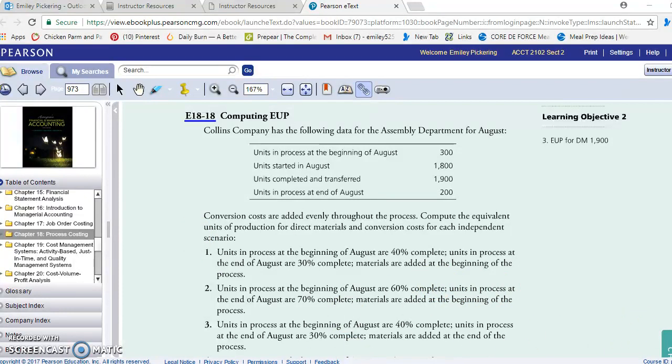And then finally, for number three, materials are added at the end of the process. So in this case, for direct materials, we're only going to have 1,900 equivalent units, because for all those that are still in process, we have not incorporated the direct material cost yet. So we have 1,900 there. And then for the conversion cost, we have the 1,900 that have been transferred out, plus 30% of the 200 here. Because if 70% are complete, then we have 30% that we still need to add to it.